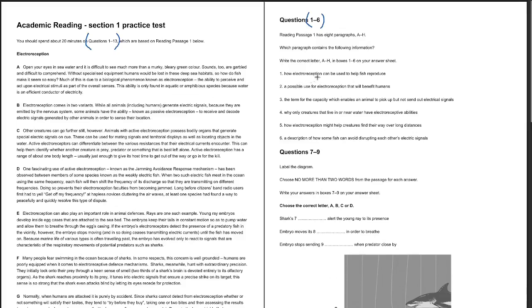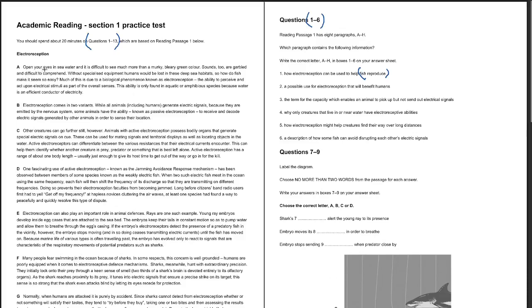First question, it says how electroreception can be used to help fish reproduce. So the main point here would be to talk about fish reproduce or also reproduction. So let's look at paragraph A and see whether or not there's anything here related to reproduction.